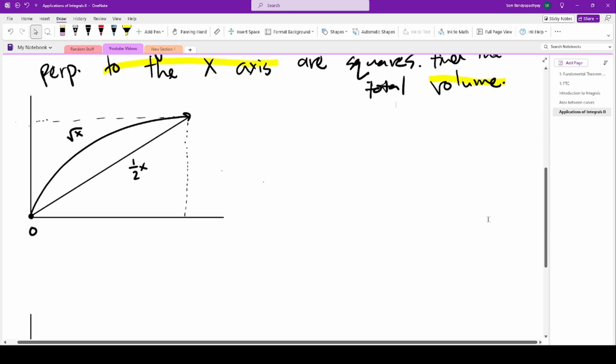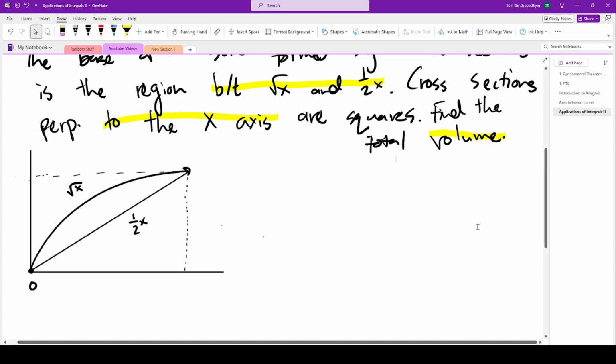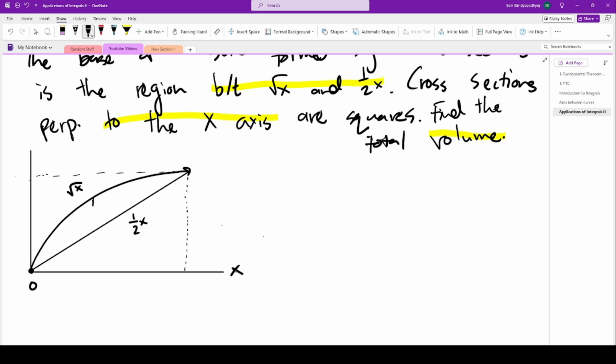So the way we attack this problem is pretty simple, right? Let's start by drawing one of our cross sections, okay? So it's saying perpendicular to the x-axis. So this is the x-axis, this is the y-axis. So perpendicular to the x-axis would be going up this way. So our cross section might look something like this, and it would be a square, right? And imagine this is coming out towards you.